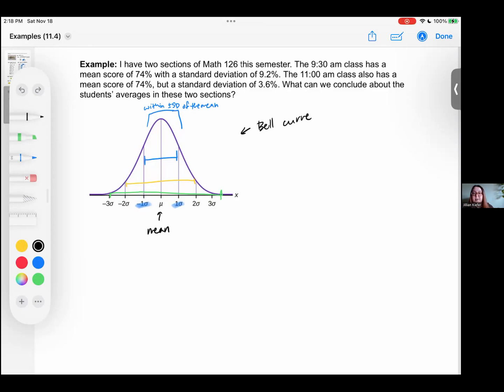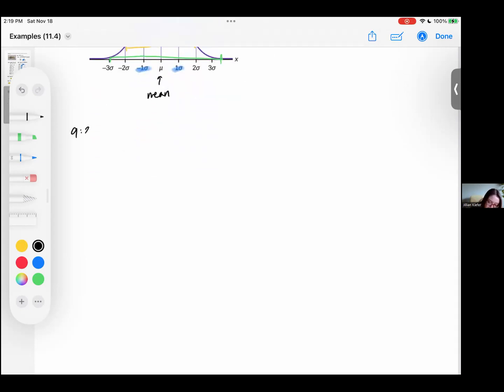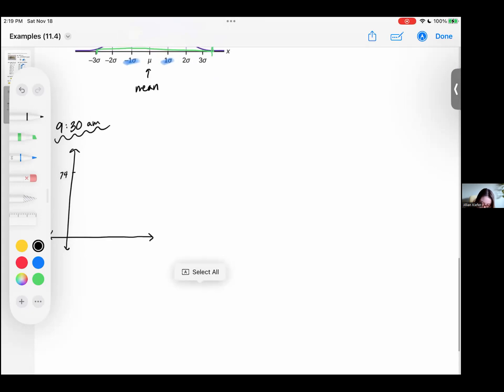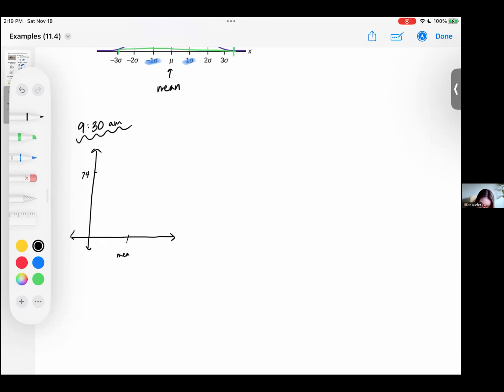So if we're given a very similar example for the 9:30 a.m. class and the 11 a.m. class, we can create a very similar kind of curve here. We're going to make it just a little bit different here. But let's say the value of 74 is right about there, 74%. So our mean, which we can put right in here, will tell us that this is like the most common value, but then our standard deviation will tell us how close those values are.